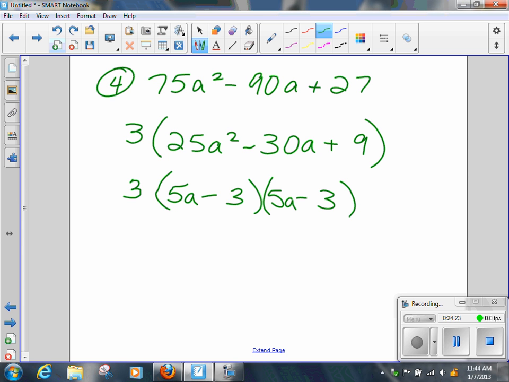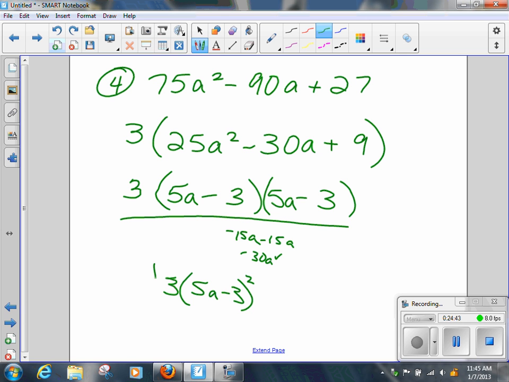Now look, check it. Just like you did in Algebra 1. 5a times 3, that's negative 15a. Negative 3 times 5a is negative 15a, which is negative 30a. I know my middle terms match. How can I clean that up? 3 times 5a minus 3, quantity squared. Can you slide and divide on that problem? Of course you can. But why? Recognize things. You've got to condition yourself to do that. Okay? Questions on this one?